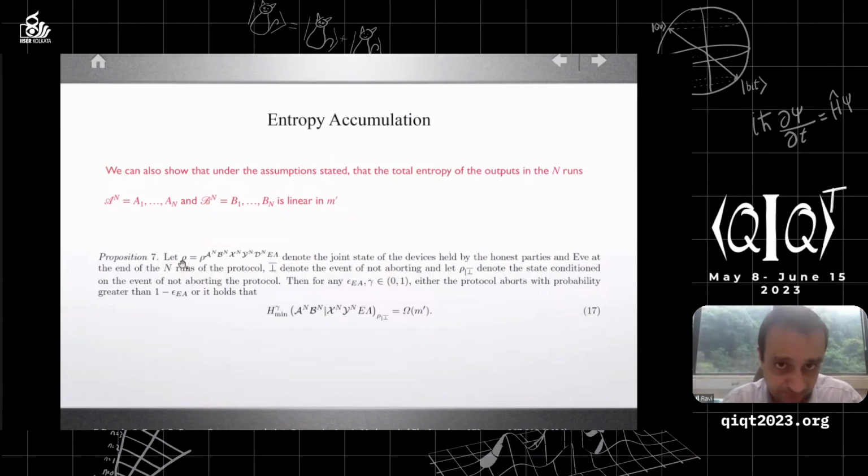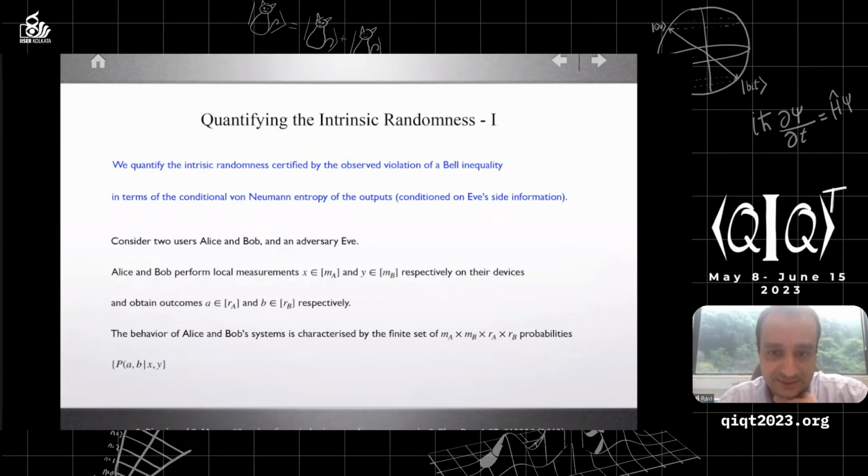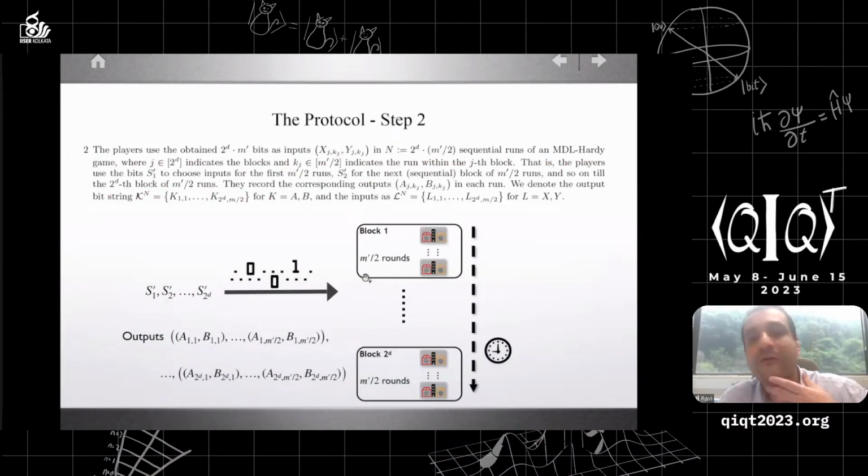So the proposition we can prove is that if you have a rho, which is the state of the devices and eavesdropper at the end of the n runs of the protocol, suppose that the complement of perp denotes the event of not aborting, and rho is conditioned upon this, the state conditioned on not aborting the protocol, then either the protocol aborts with high probability, or it holds that the outputs, the entire output string, has some smooth min entropy that is of the order of m prime. So let me remind you that this m prime is just one of these blocks, right? So one of these blocks is of size m prime over 2.